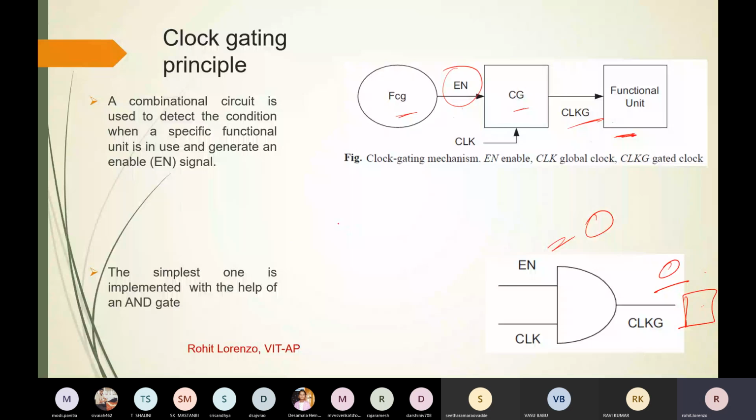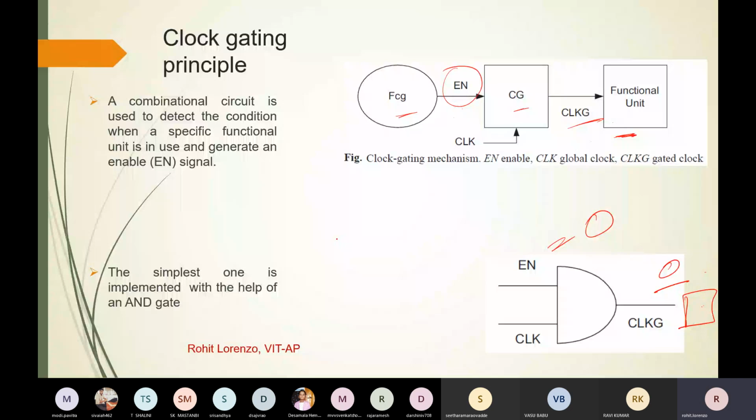So your question is clear? Yes. Anybody have a doubt? All of you understood this clock gating principle? Okay. Yes, one guy is asking a question, is your doubt clear or not? Am I audible? Clear, sir, clear. Okay, thank you.